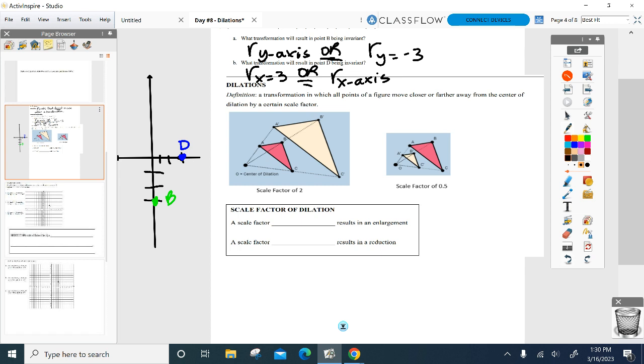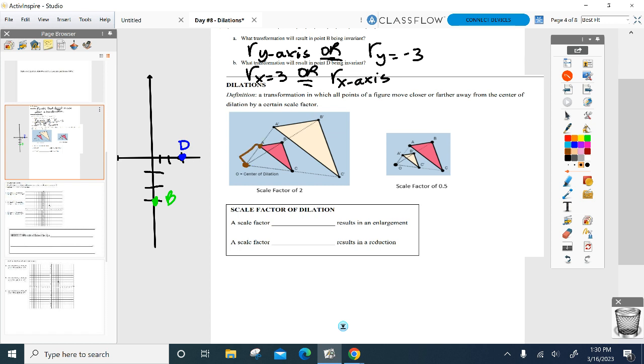Look at my first diagram, it's on your paper. I have a scale factor of 2. What does that mean? Well, first, everyone sees my center of dilation. Look at point A for me. Point A is a certain distance away from that center. I don't know how far away, but it's a certain distance. A scale factor of 2 tells me double that distance away now. Now the point is getting closer or further away?